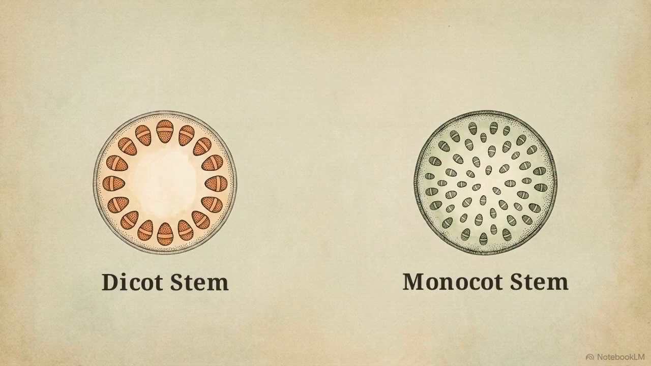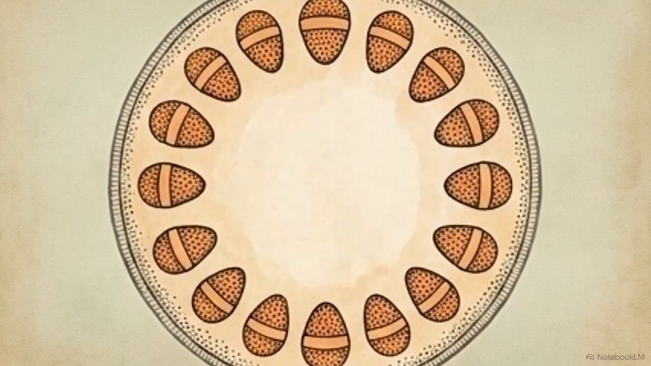To understand plant anatomy, we have to look past the leaves and stems you see on the surface. When you compare a dicot stem to a monocot stem, you see two distinct geometric patterns of vascular tissue. They perform identical functions, but they follow entirely different architectural blueprints.